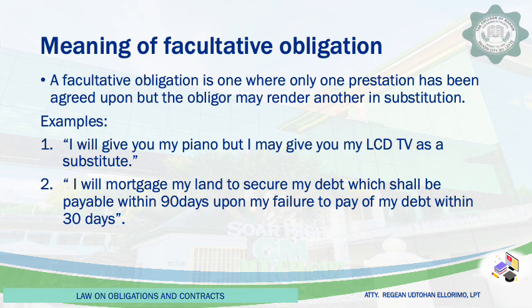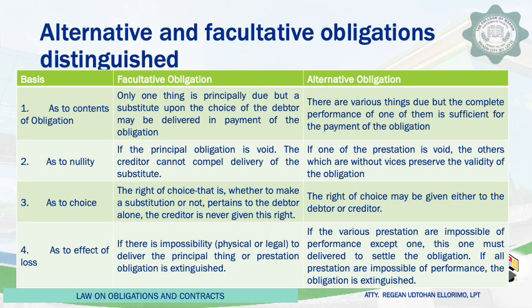Next, I will mortgage my land to secure my debt, which shall be payable within 90 days upon my failure to pay my debt within 30 days. So here, I may mortgage my land in substitution of the obligation to make payment within 30 days. Okay, let's distinguish alternative from facultative obligations. Although we already discussed it a while ago, let's talk about its basis.